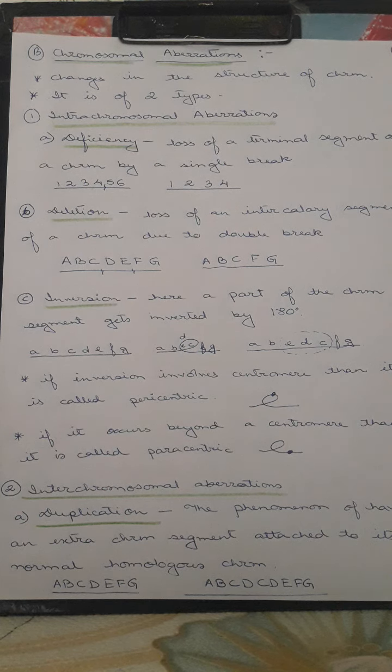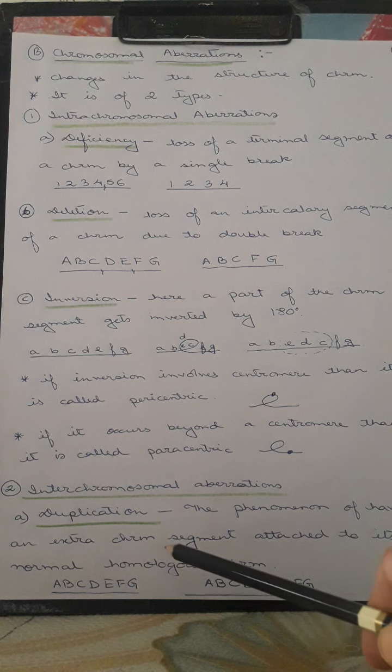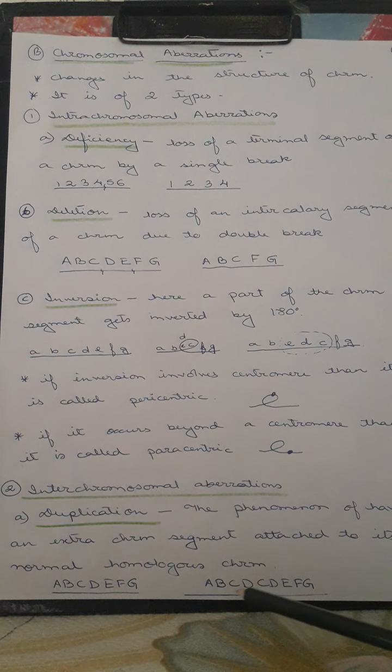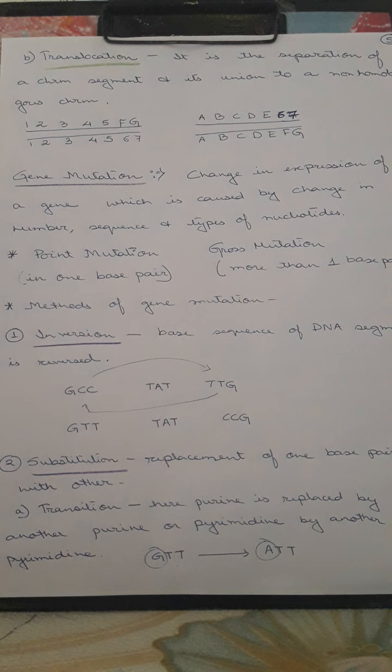Next is interchromosomal aberrations. Interchromosomal aberrations, that means they occur between two different chromosomes. For example, duplication. That means here an extra chromosomal segment is attached to the homologous pair. Got it? Now see, A, B, C, D, E, F, G. This is the normal segment. Here A, B, C, D, C, D, E, F, G. That means a portion is added in the middle portion. So this is called duplication. Deletion and deficiency mean loss. Duplication means addition of an extra segment.